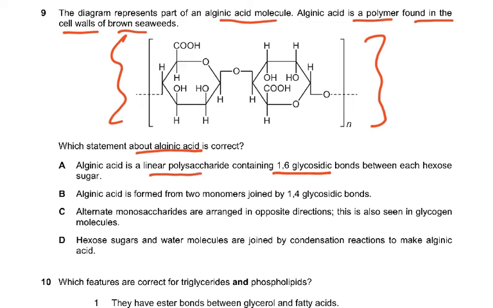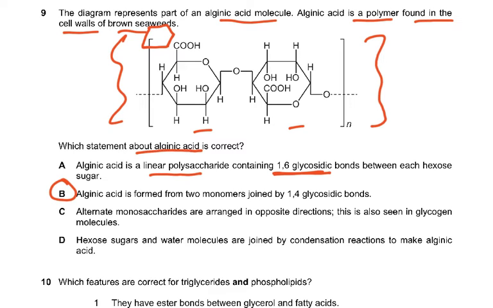Alginic acid is a linear polysaccharide containing 1,6 glycosidic bonds. No, I can't see any 1,6 glycosidic bonds, because then it would be between this and this. So it's 1,4. Alginic acid is formed from two monomers joined by 1,4 glycosidic bonds. Yes, two monomers. So this is one monomer and this is the other monomer, joined by 1,4. So the answer is B. But why is C wrong?